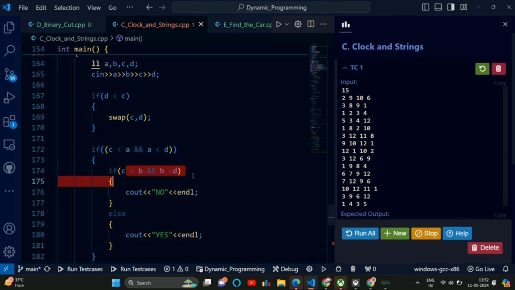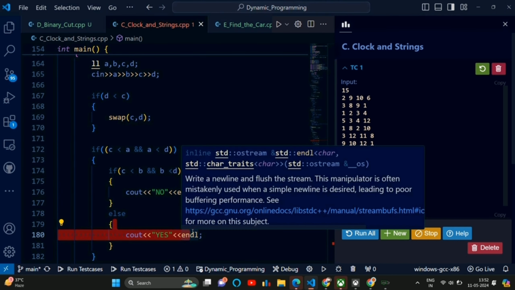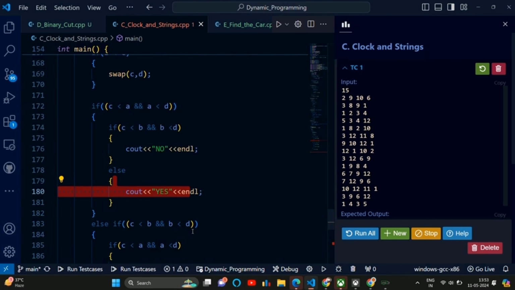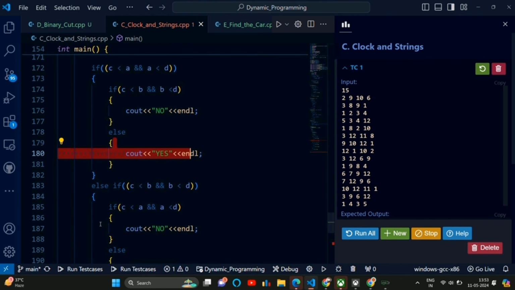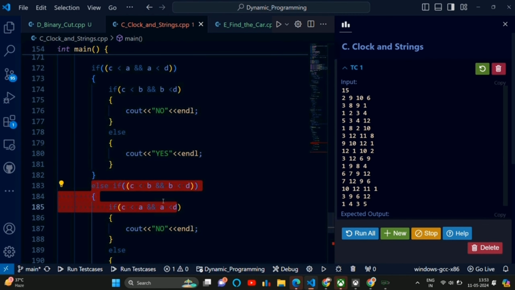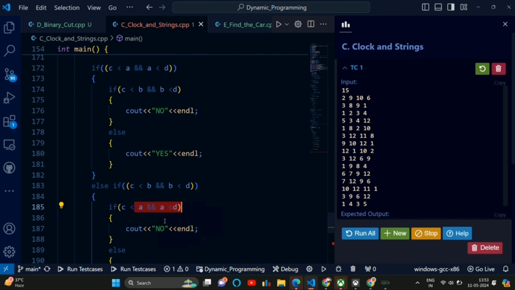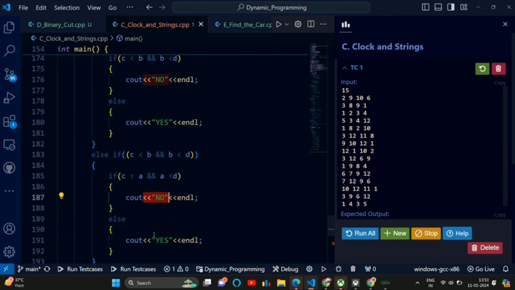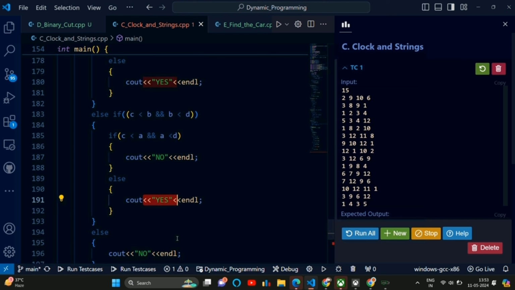But the other should not be satisfied. If that one is also satisfied, meaning both A and B lie between the same positions, it won't intersect. So in that case I output no, else I output yes. This is what I mean to say, right? Similarly, I take the opposite case in the else-if: if B is satisfying this condition but A should not satisfy it. If it is satisfying, then I output no, else I output yes.